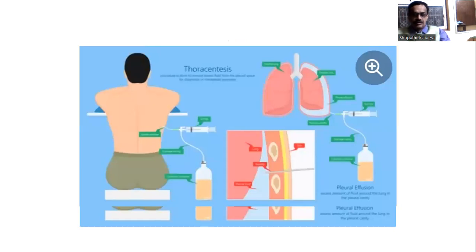This is how you see in the pleural cavity, there is the accumulation of excess fluid that is causing pleural effusion or hydrothorax. So we can tap the fluid and send it for analysis to the laboratory, and we can have the diagnosis whether it is due to tubercular infection, or due to cirrhosis of the liver, nephrotic syndrome, or hypoproteinemia.